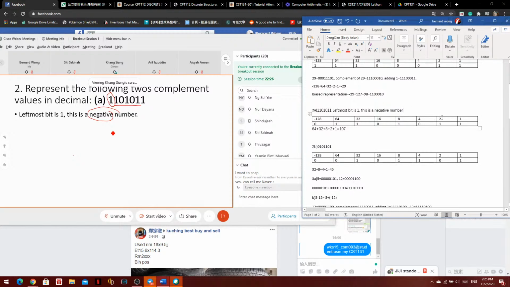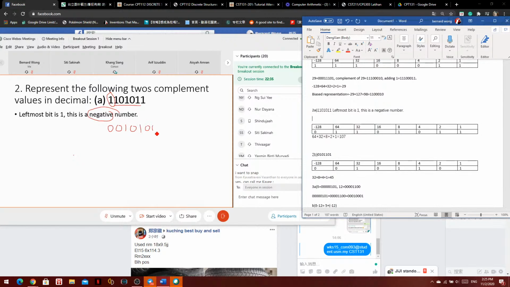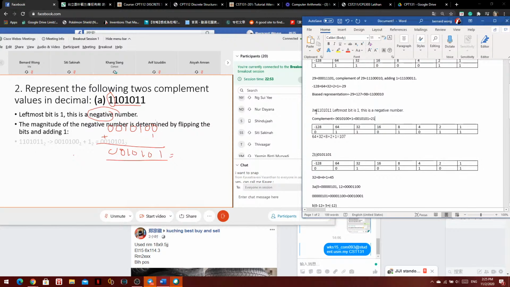First, same thing as converting back. Invert all the bits. So 0, 0, 1, 0, 1, 0, 0, and then plus 1. 0, 0, 1, 0, 1, 0, 1. Okay, then this one is equal to 21.